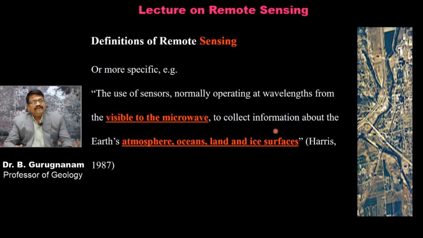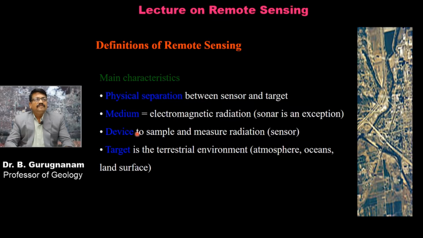And Harris in 1987 described remote sensing in a different way, using different bands: visible, microwave, infrared and others. If you want to make the definition concise, the main characteristic is the physical separation between the sensor and the target. Here you don't have contact, you have a medium to connect both.